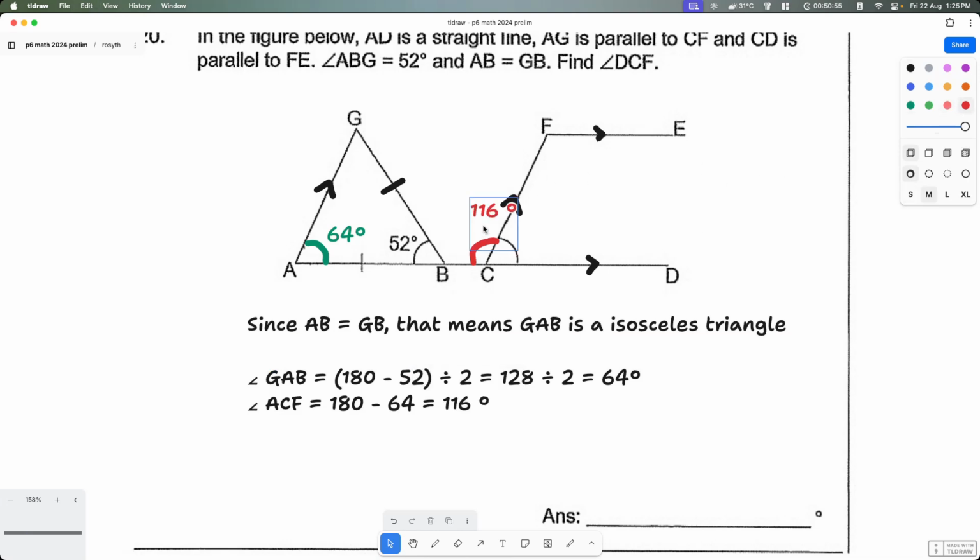Since this is a straight line, we can get angle DCF, which is equal to 180 minus 116, so equal to 64 degrees. There you go, the answer is 64 degrees in this case. All right, let's move on to the next question.